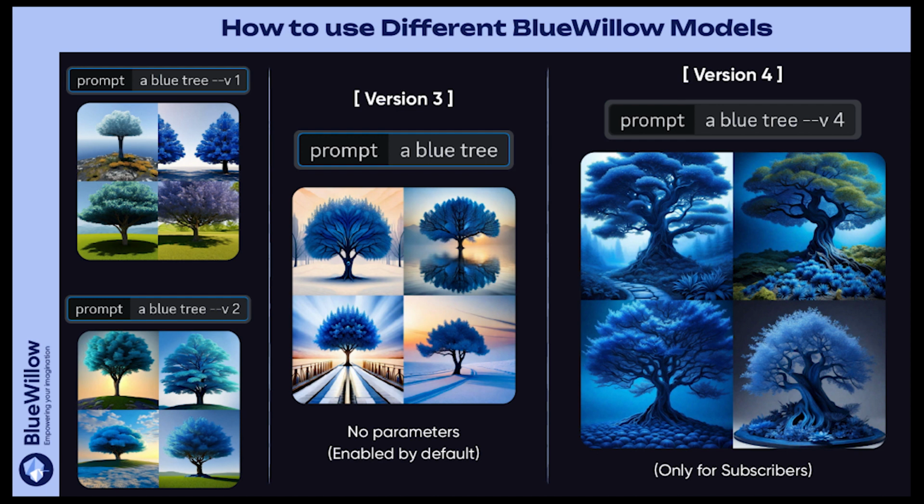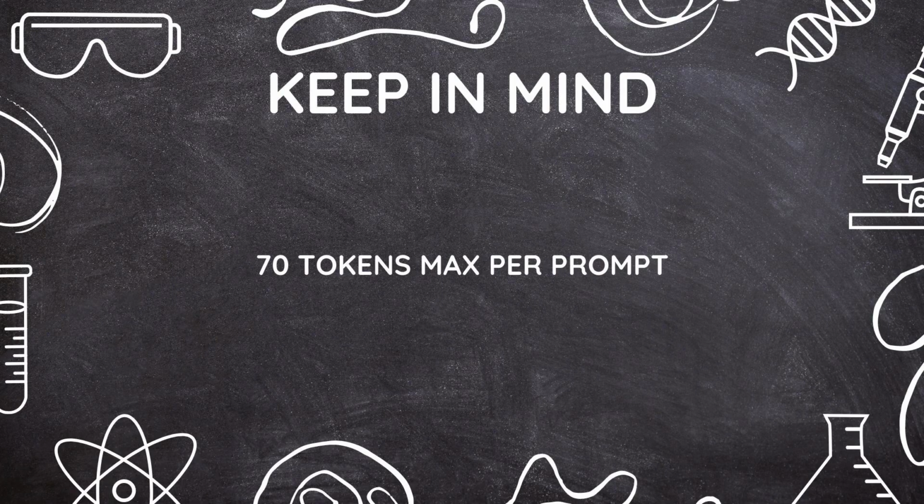You can see here in an example by Blue Willow the difference in result by generating from different models. As we said, the different parts of a prompt are called tokens, and right now it's a maximum length of 70 tokens, and it works with multiple techniques, so there's a lot of options for you.